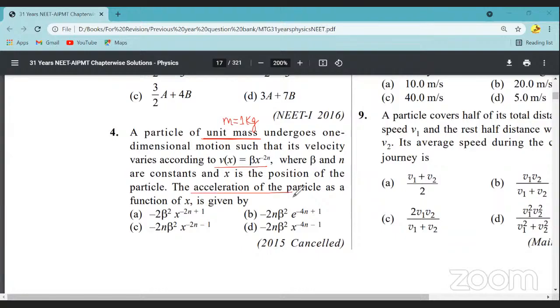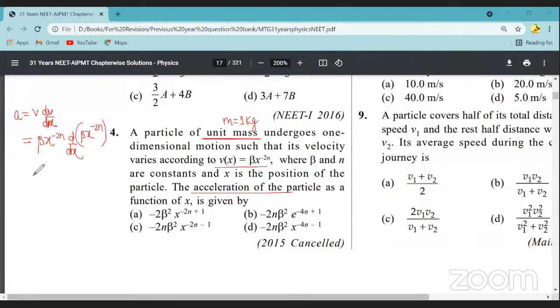So which formula? I had told you there are three formulas: v equal to dx by dt, a equal to dv by dt, and a equal to v dv by dx. Which formula is to be used here? A equal to v dv by dx. So just use it. So v is how much? Beta x to the power minus 2n, and then d by dx of beta x to the power minus 2n.